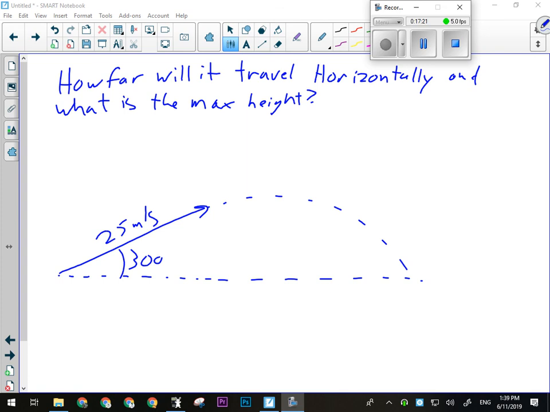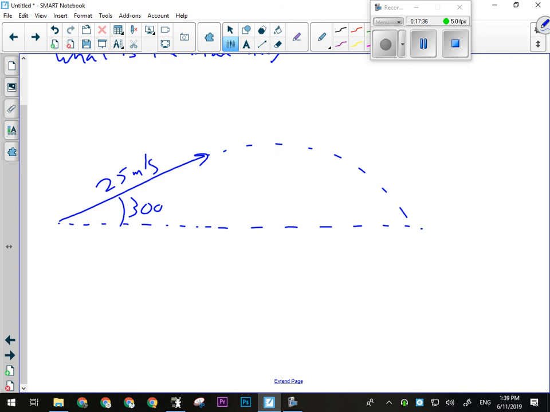So we want to solve, using just the information we're given here, how far this projectile is going to travel horizontally, as well as its maximum height. With any projectile motion problem, the first thing we want to do is break it up into the vertical component and horizontal component because they experience different kinds of motion. One's accelerated, one's constant velocity. We have to treat them differently.